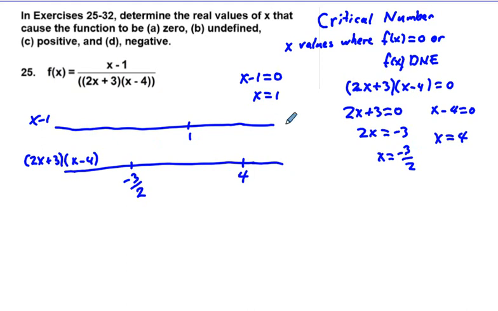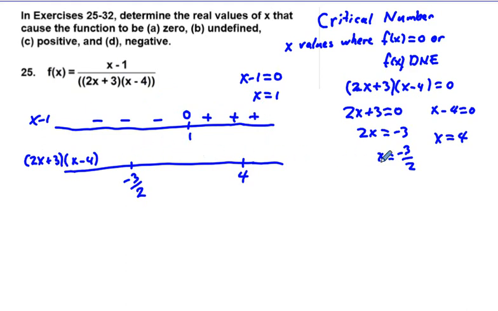Then on the top we put down the sign or value, if 0 or undefined. For the numerator, when x equals 1, the value of the numerator is 0. When x is less than 1, the value of the numerator is negative, so we put a negative sign above the negative 3 halves, and a negative sign here. And at greater than 1, the value of the numerator is positive. Positive, positive, positive.